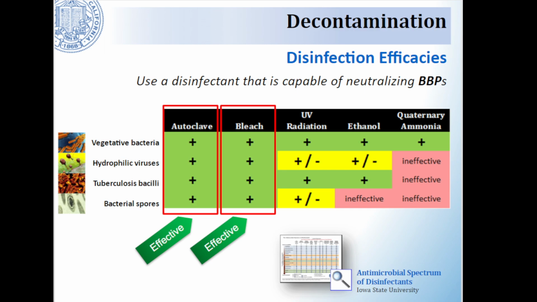Decontaminate work surfaces and equipment daily, and immediately after working with any materials that may harbor BBPs. It is important to note that not all disinfectants share the same spectrum of effectiveness. Treatment utilizing validated autoclaves or fresh 10% bleach solution are the most effective means to decontaminate a broad range of bacteria and viruses. Please ensure that you are using an effective method of decontamination that is appropriate for the material you are working with. Click on the link to view the antimicrobial spectrum of disinfectants.